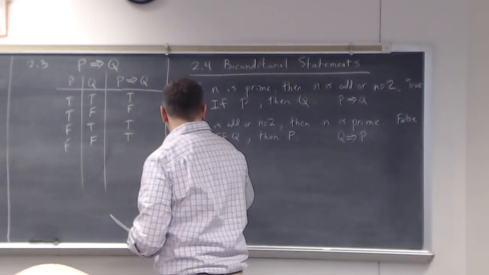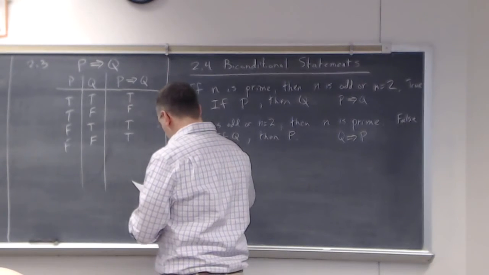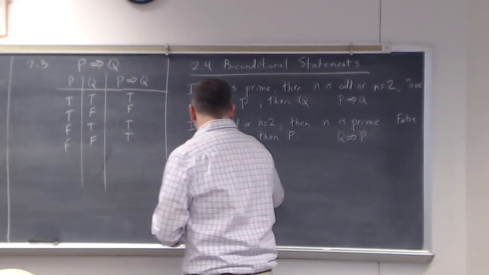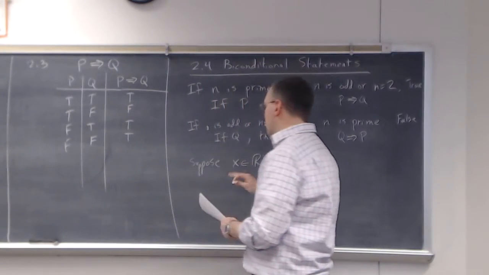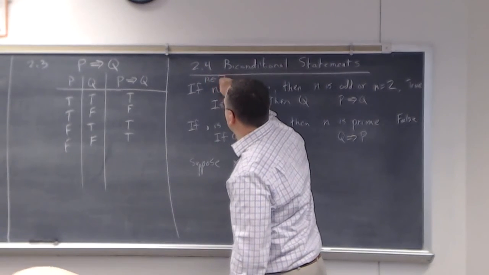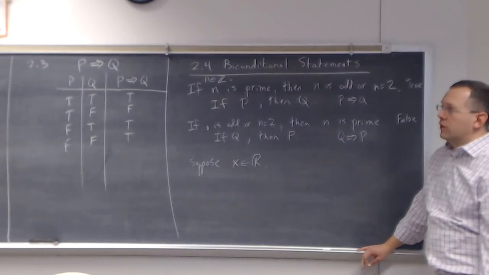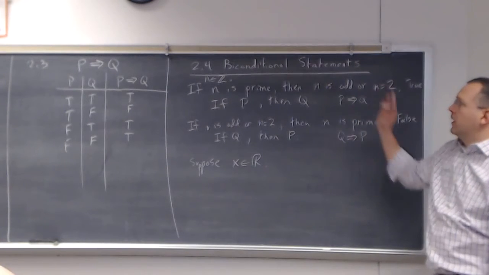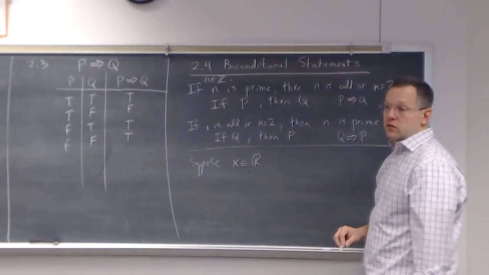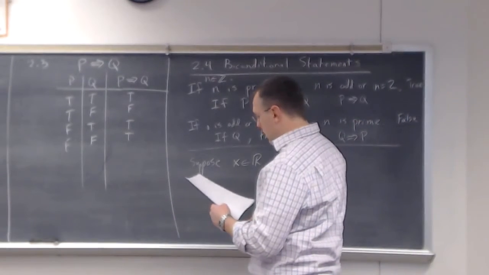So let me give you an example. Suppose, okay, so we're talking about real numbers, a real number x. I probably should have started off with saying that n is an integer in the first one, so we know what our universal set is here. Here I'm just talking about integers. Now I'm supposed to talk about just real numbers. So suppose x is a real number. Let's look at this statement.